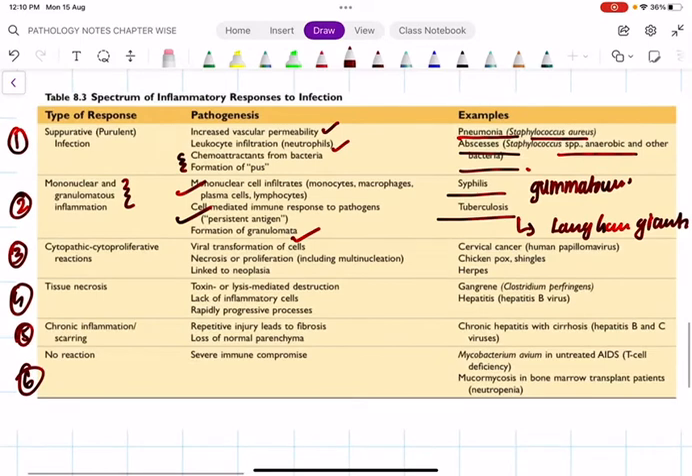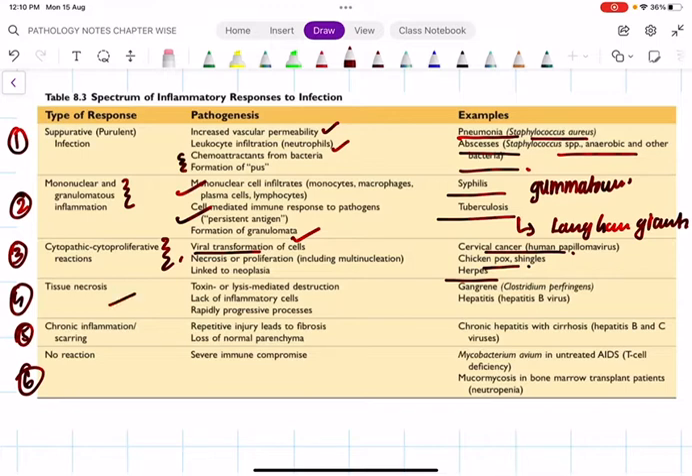Then the third one is cytopathic and cytoproliferative reaction. Whenever you hear the word cytopathic or cytoproliferative reaction, you have to always remember about virus. Okay, viral transformation of the cells like cervical cancer, human papilloma virus, or chickenpox and shingles, herpes. All these mainly produce this cytopathic type of response.